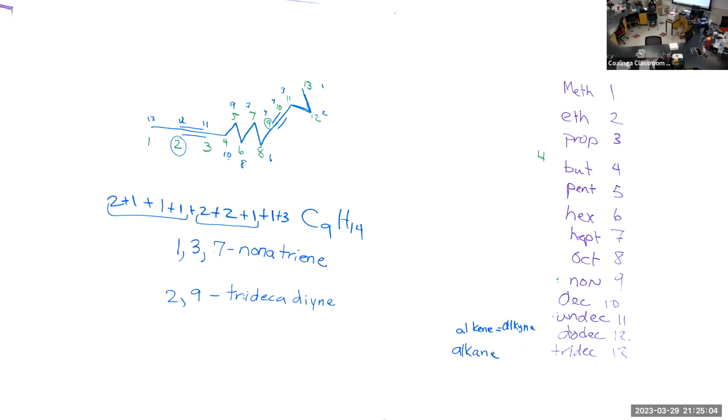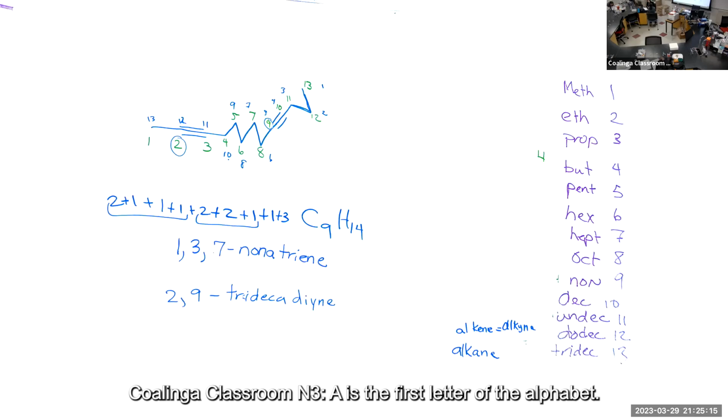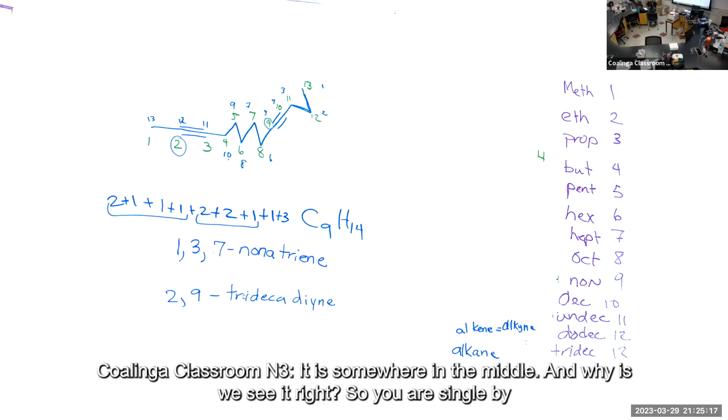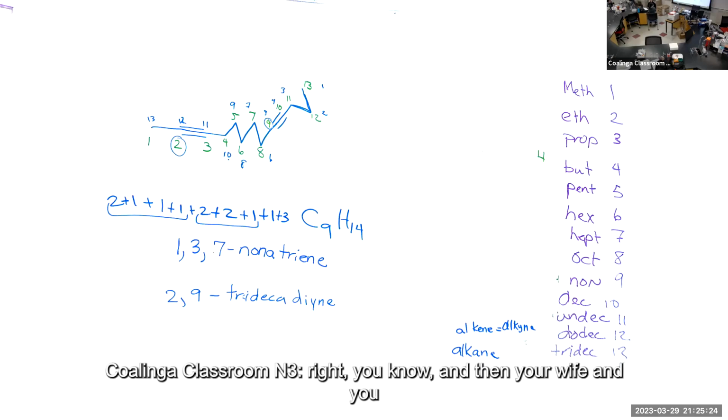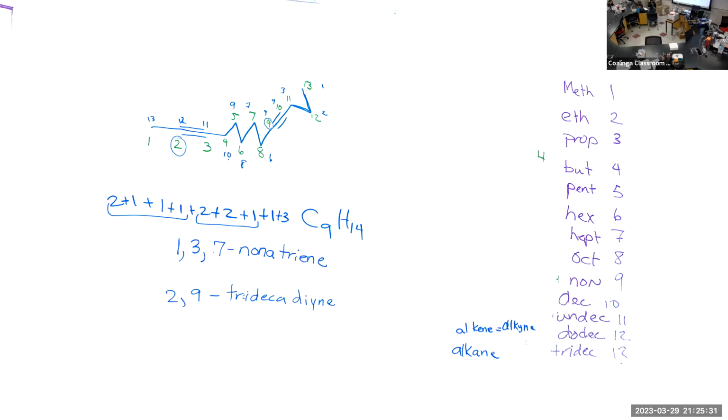Okay, remember, single bond is A-N-E, double bond is E-N-E, triple bond is Y-N-E. If you think about it, A is the first letter of the alphabet, E is somewhere in the middle, and Y is towards the end, right? So your single bond first, your double bond somewhere in the middle, and then your Y-N-E, that's going to be at the end.